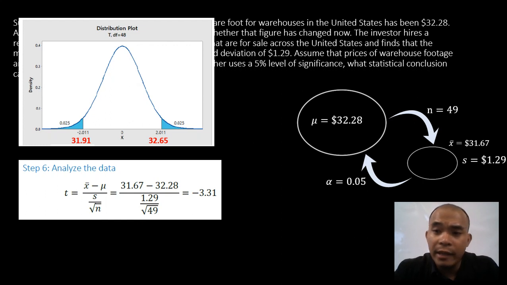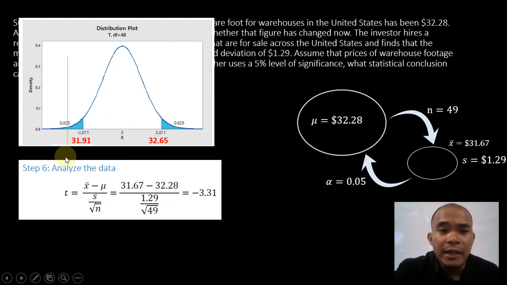We have to substitute the data, the 31.67 here, the 32.28 for our population mean, and then 1.29 for our sample standard deviation divided by square root of 49, that's negative 3.31. Okay, and then we are going to plot that one, so around here, estimated around there. So take note that the value is in the rejection region. Okay, so this is the non-rejection region here, and this is the rejection region. And we can also decide using the critical value method. The 31.91, that's the lowest critical value, and then our sample mean is 31.67. So 31.67 is around here.